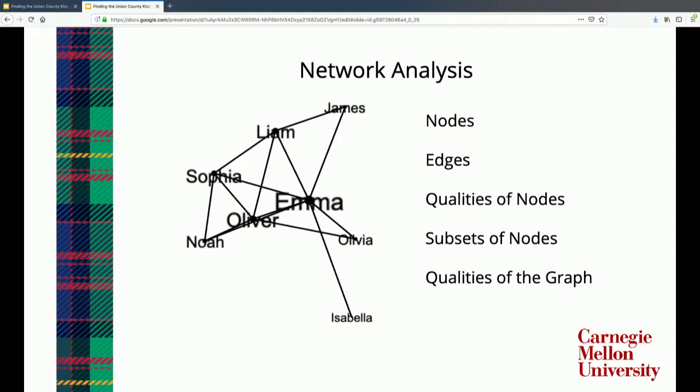And then the third thing it can do is it can tell you qualities of the graph itself, or qualities of the entire network. It can say, how closely connected is this network? How hard is it for one person in the network to get to a random other person in the network, right? And there's a whole bunch of technical terms to describe those things, but basically it can describe the qualities of the graph, and then you can compare the qualities of one graph to the qualities of another graph, and that becomes very interesting.